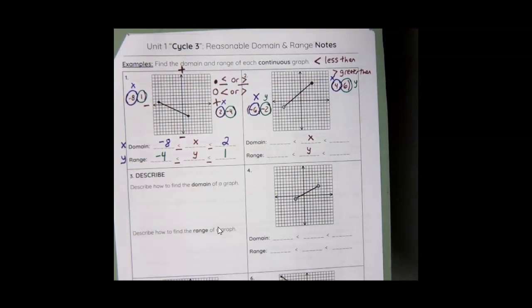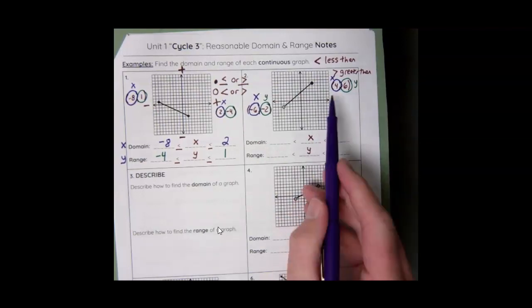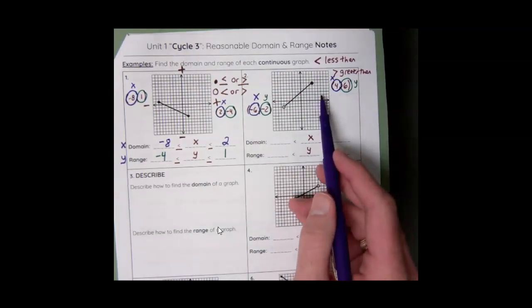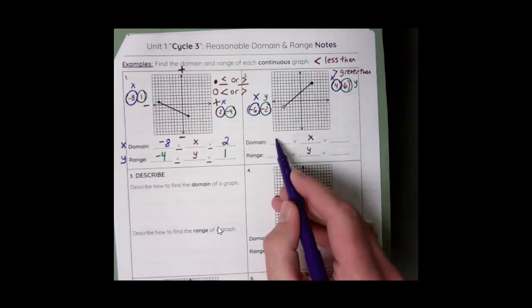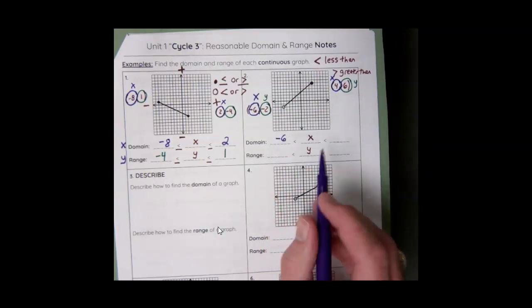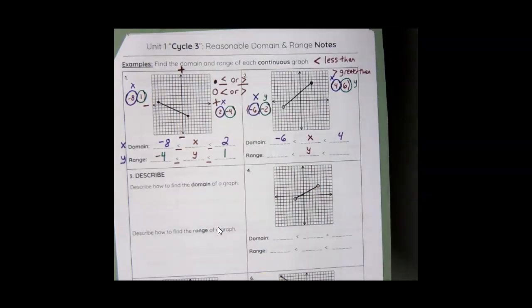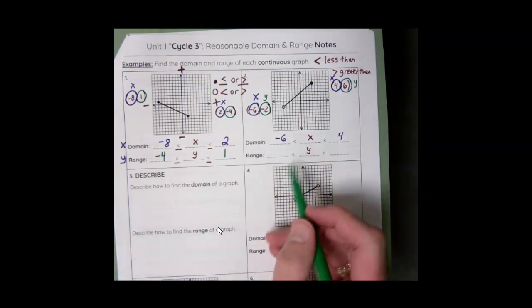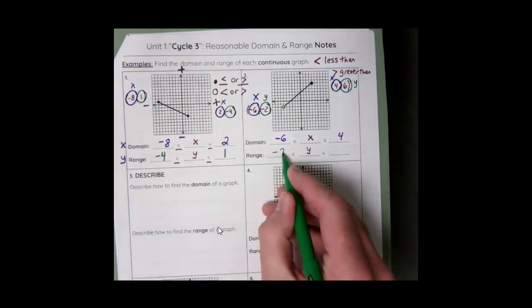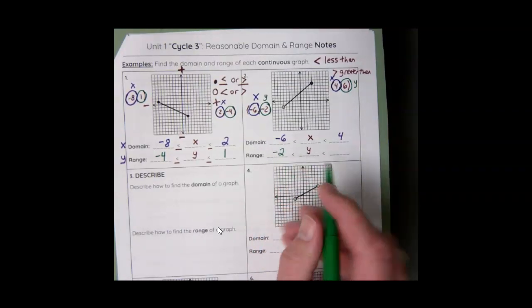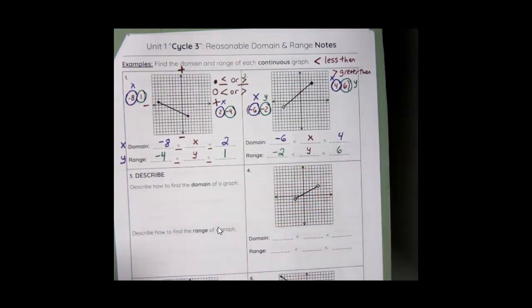Right? We ask ourselves, what is the smaller x value? Our smaller x value in this case is negative 6. Our larger one is 4. Range. Our smaller y value for range is negative 2. So that would make our larger one 6.